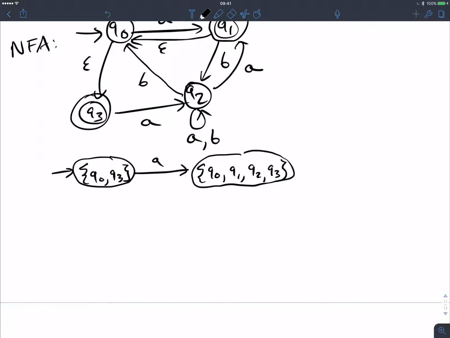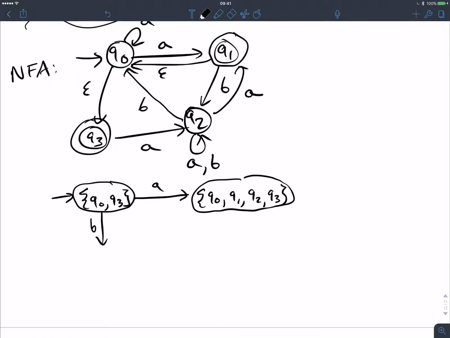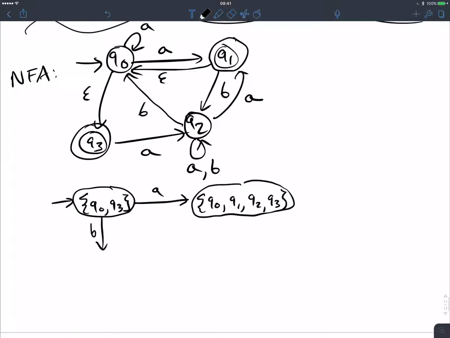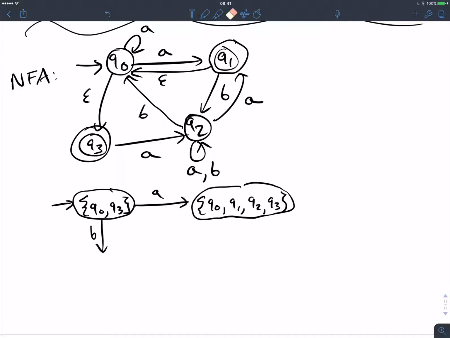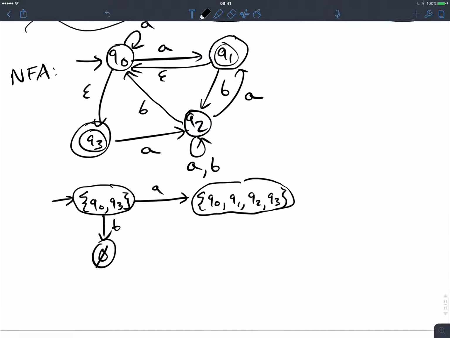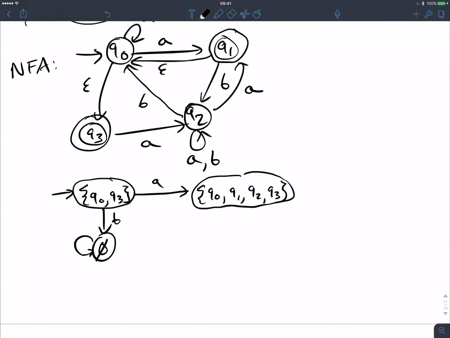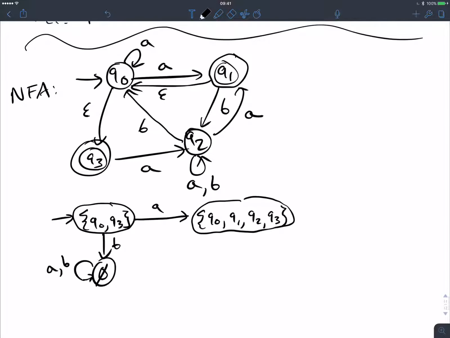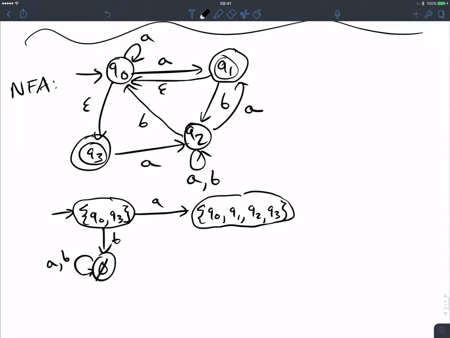All right, let's see where it goes on symbol B. So where can Q0 or 3 go on symbol B? Yeah, so it's going to go to the empty set state because we're unioning over two empty sets, which is the empty set. So I better go to a state called the empty set, and like we did before, this guy is going to loop on everything. And not accept, of course. Okay, Q0, Q1, Q2, Q3.